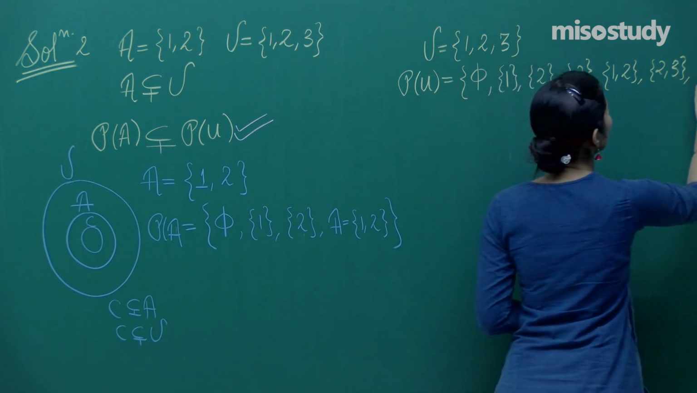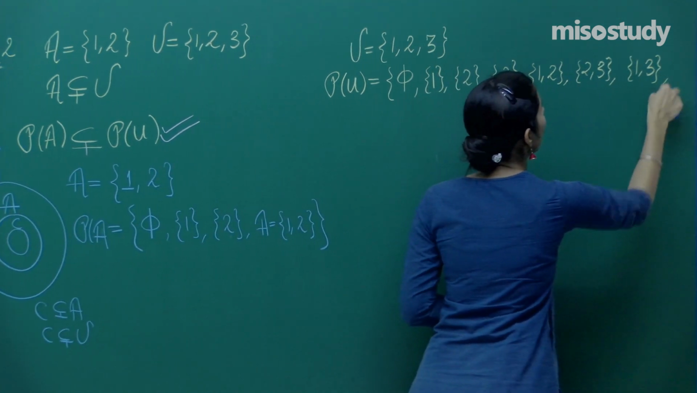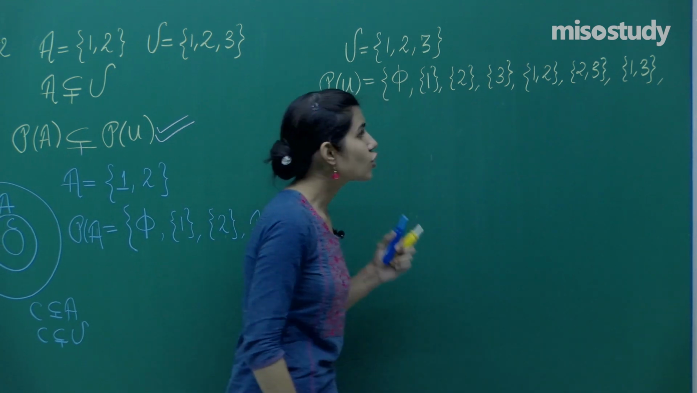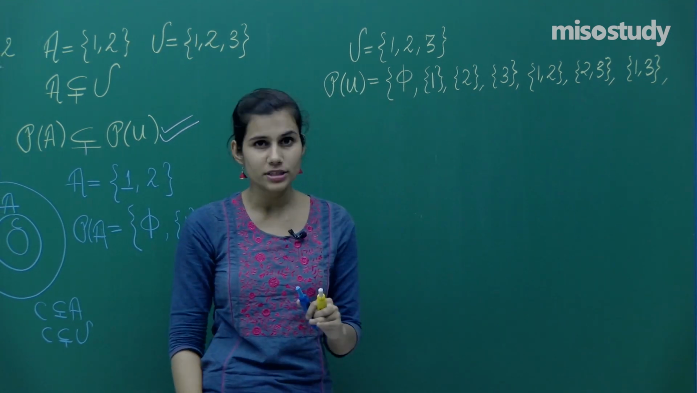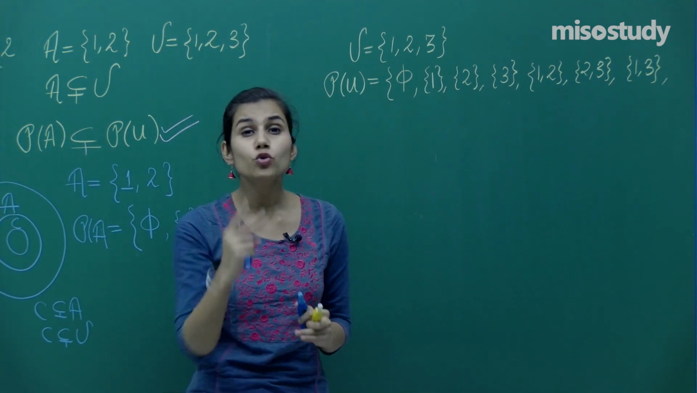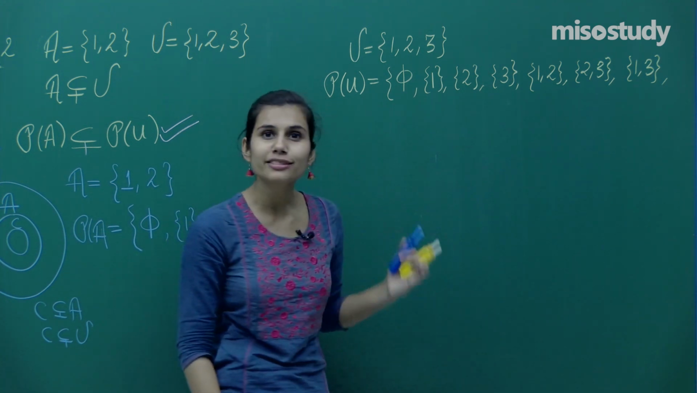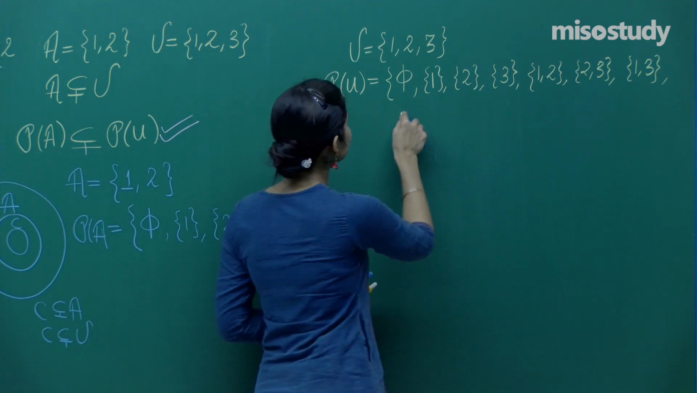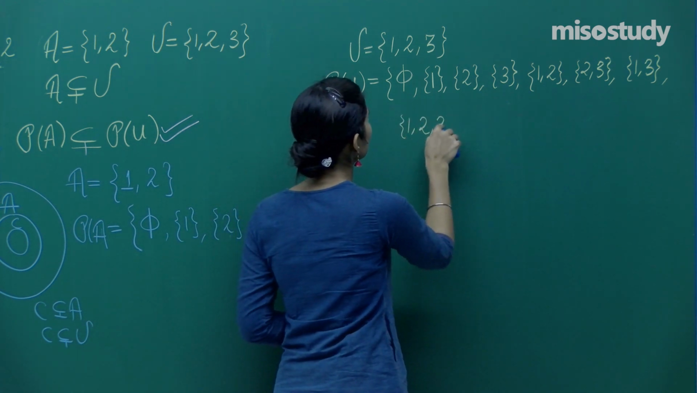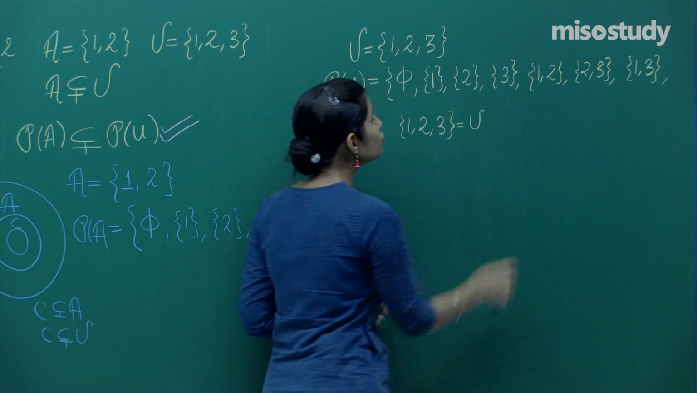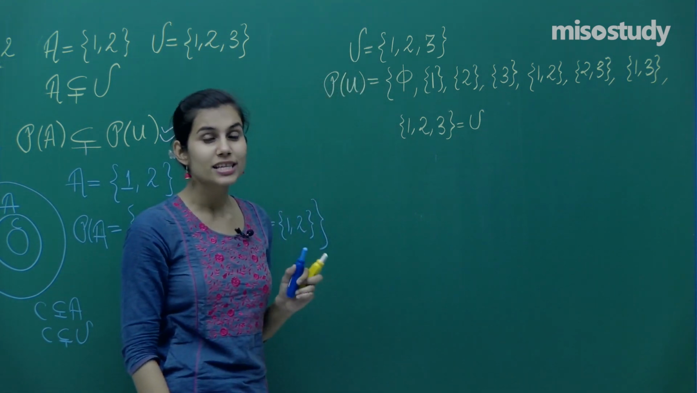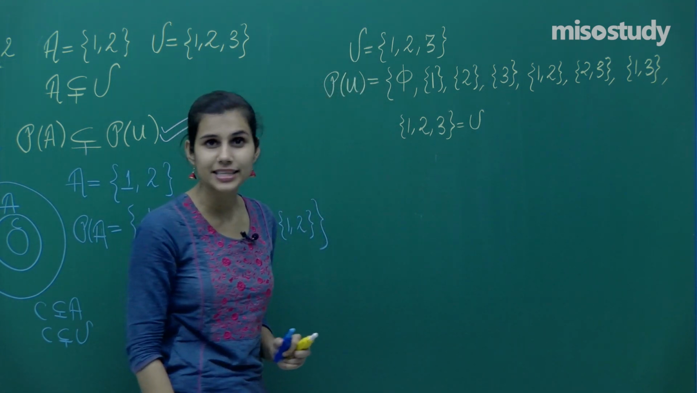or this or this. This exhausts the distinct possibilities in which you can borrow two members from U. After 2, we move on to borrowing all 3 members of U. That means {1, 2, 3}, which is the complete universal set itself, because again every set is a subset of itself.